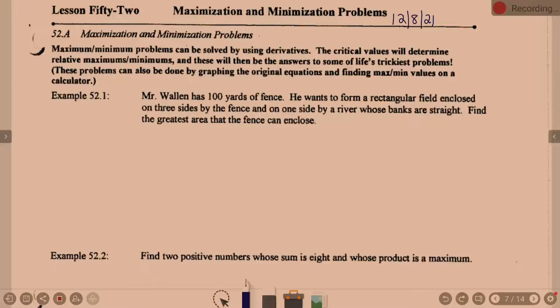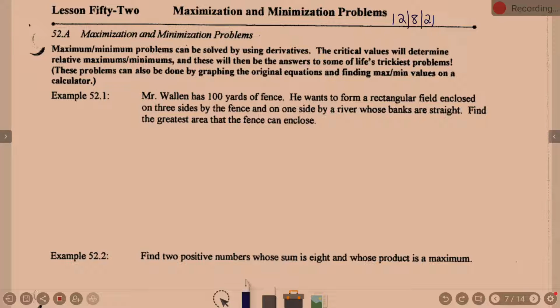So we're going to talk about lesson 52, maximization and minimization problems. Okay, maximum minimum problems. We did look at varieties of these earlier this year. Honestly, off the top of my head, I'm not even remembering exactly what we looked at or how we solved them, but we have seen some of this setup, especially this whole idea of a rectangular field, one side being fence. We've looked at this a little bit.